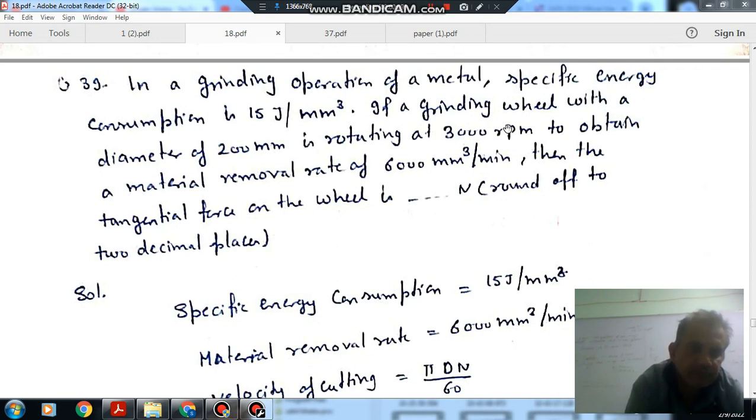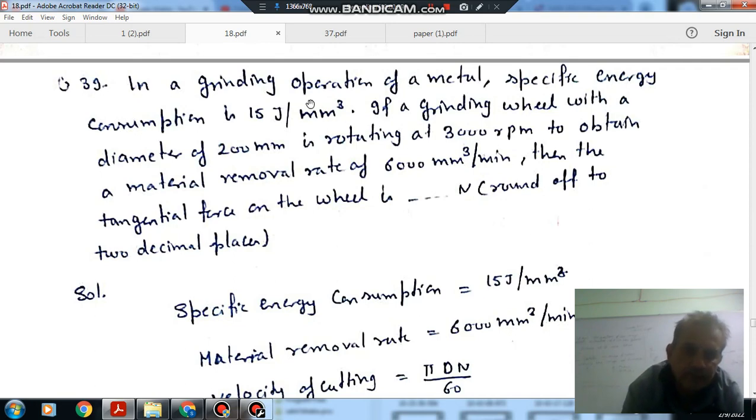Question number 39: in a grinding operation of a metal, specific energy consumption is 15 joule per mm cube. If the grinding wheel with a diameter of 200 mm is rotating at 3000 rpm to obtain a metal removal rate of 6000 mm cube per minute, then the tangential force on the wheel is dash Newton, rounded up to 2 decimal places.